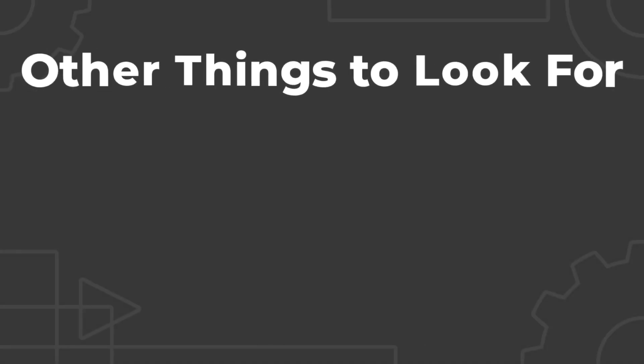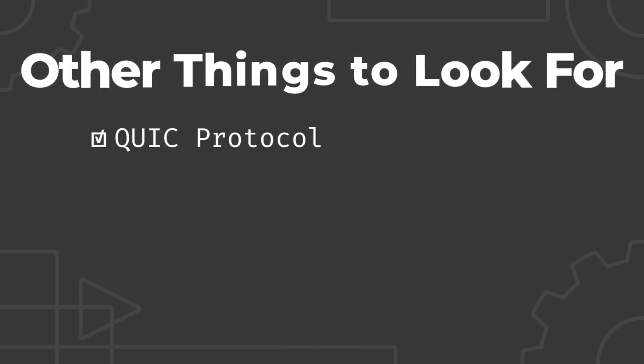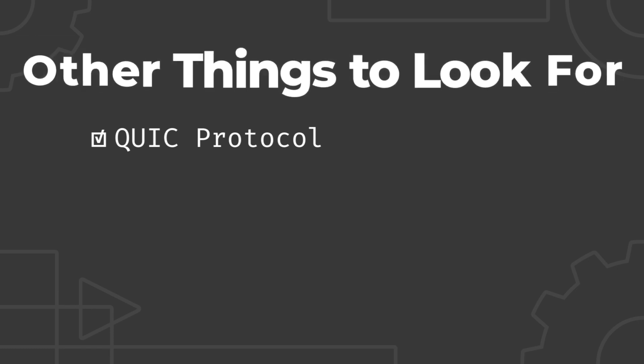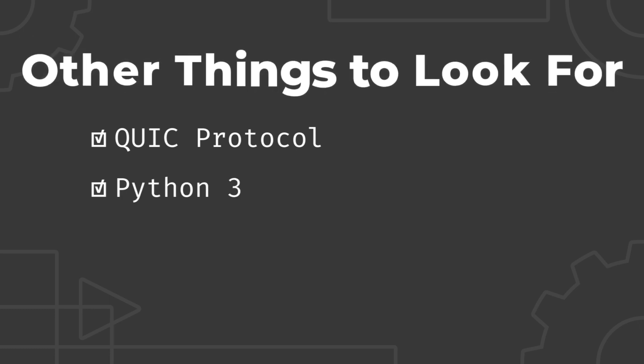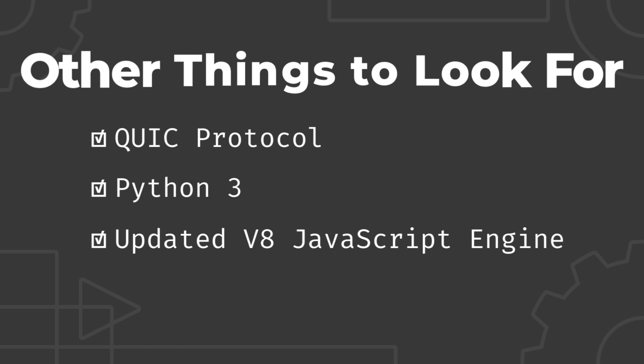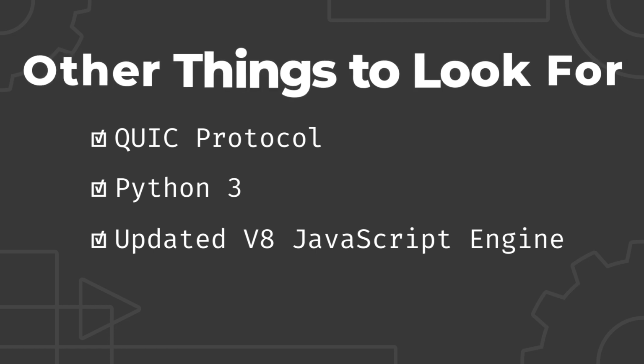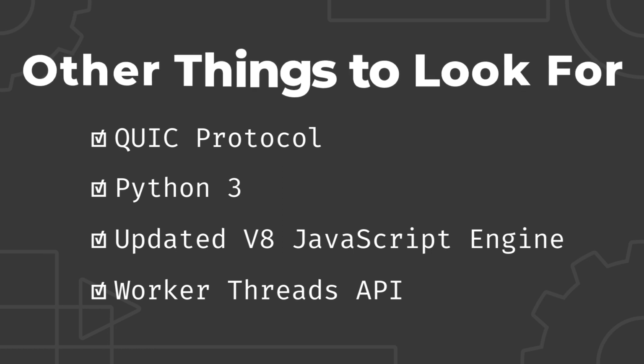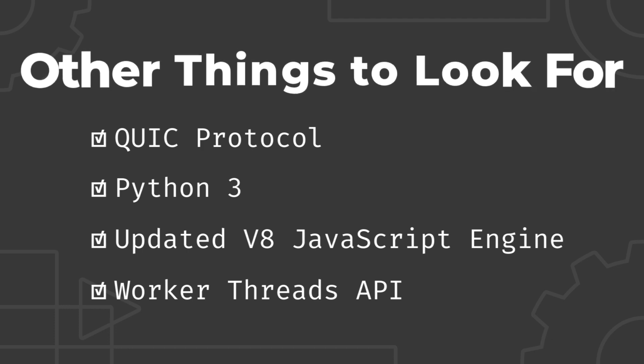Here are some other things to be looking for in 2020 for Node.js. QUIC protocol support. This is a modern network transport for connected applications with increased performance and reliability. Better Python 3 build support. In 2020, it should be possible to build Node.js and native modules using Python 3. Updates to the V8 JavaScript engine. As of this recording, V8 7.8 and 7.9 increase performance and WebAssembly support. Stable worker threads. Worker threads in Node.js enable parallel, CPU-intensive JavaScript operations.